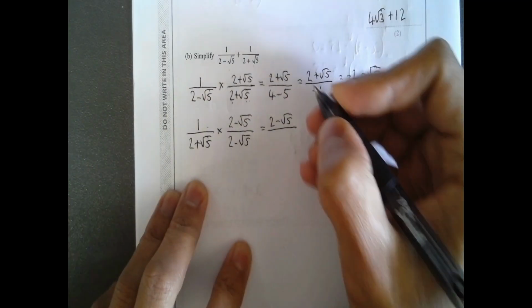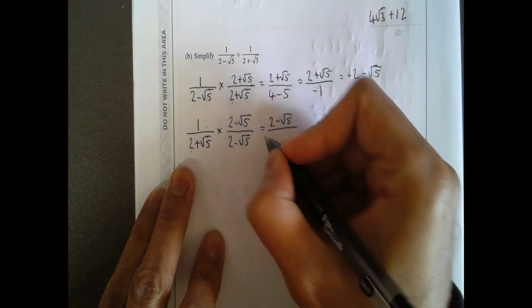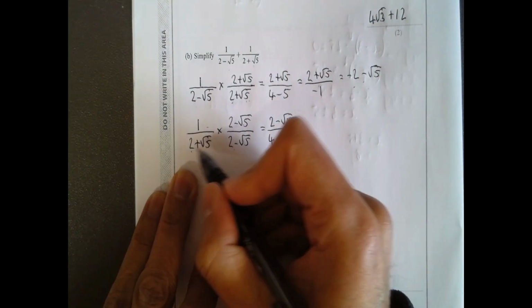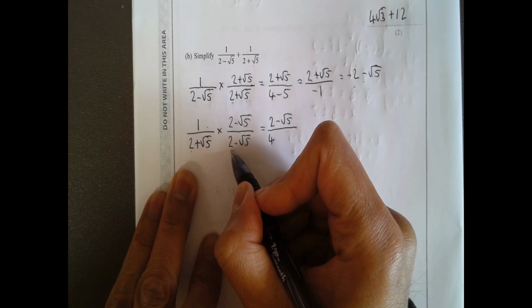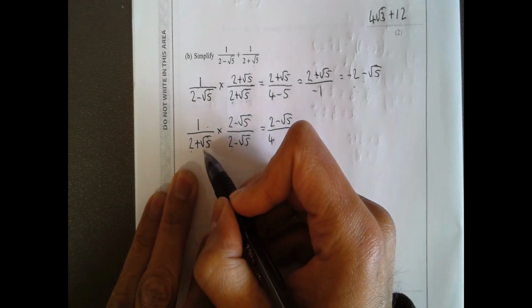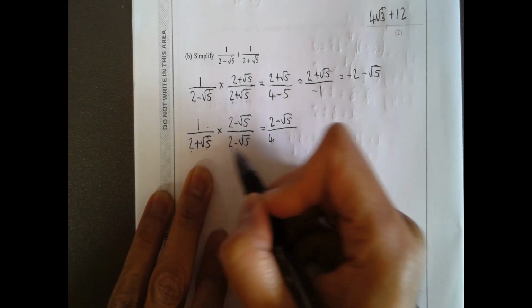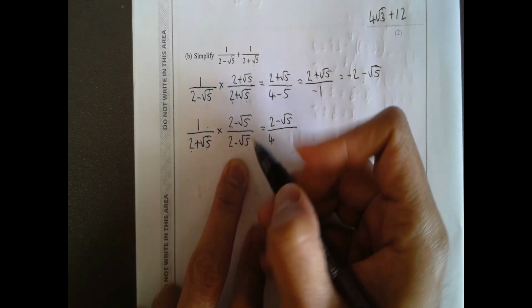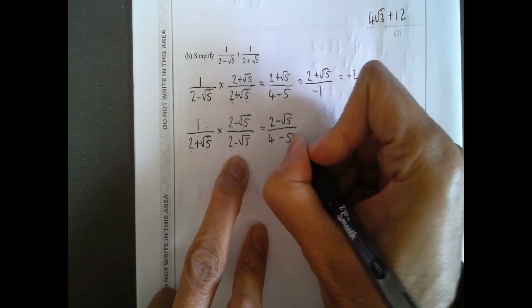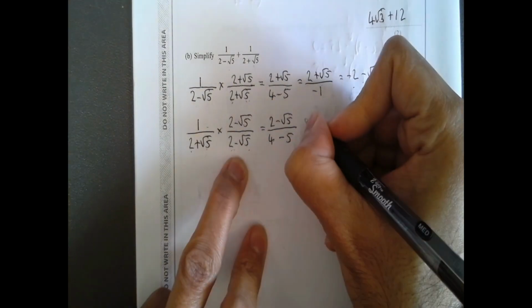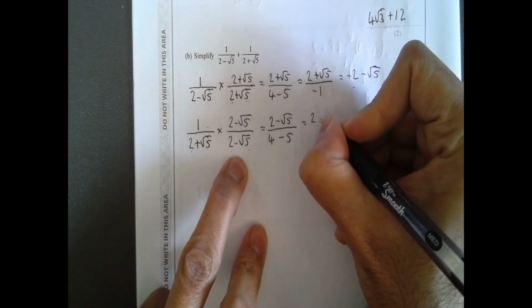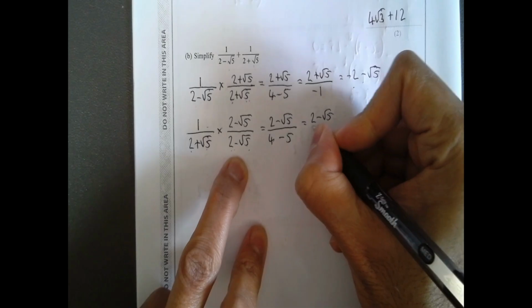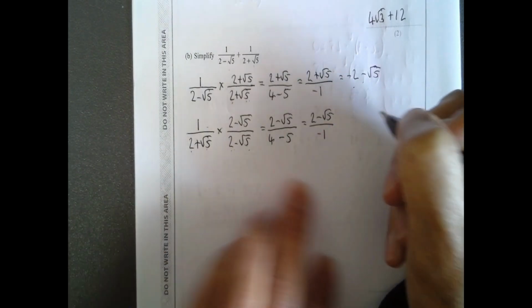And on my denominator, I've got the 2 times 2 bit, which is 4. This bit and this bit are going to cancel each other out. And then I've got a positive root 5 times a negative root 5, which is going to give me negative 5. So it's going to be 4 take away 5. And again, that's going to be 2 take away root 5 over negative 1.